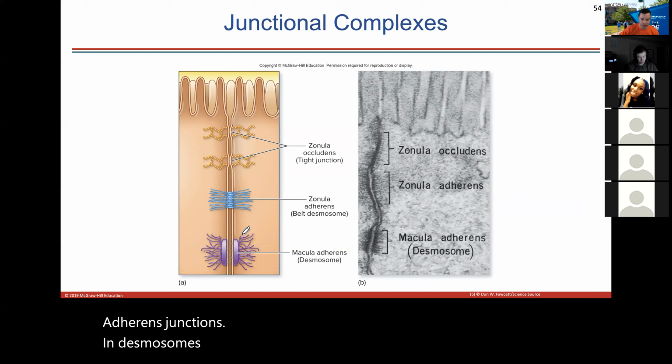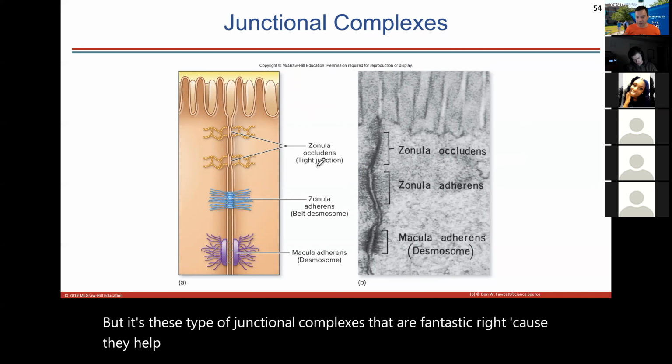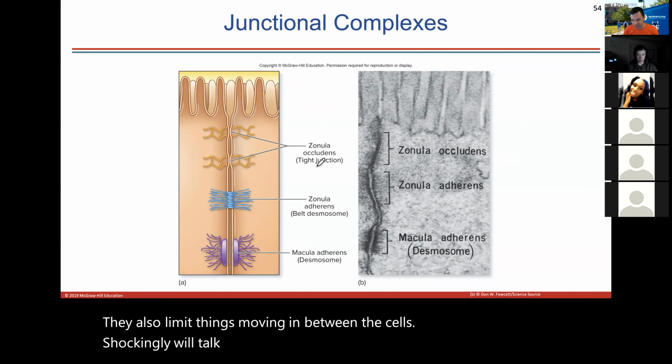Little spot weld and some protein fibers to reinforce the connections between these. But it's these types of junctional complexes that are fantastic, right? Because they help maintain the integrity of the tissue. They also limit things moving in between the cells. Shockingly, we'll talk a little bit about that within the digestive tract and maybe a little bit within the urinary system as well.